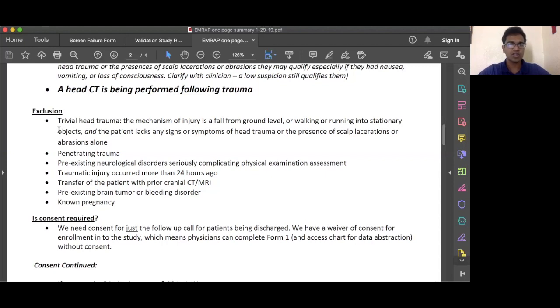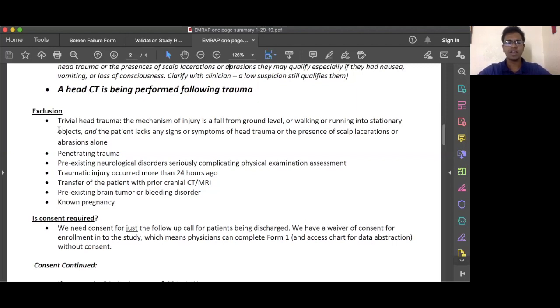Another exclusion criteria is penetrating trauma. Again, that's penetrating trauma to the head only. So if they've had penetrating trauma to another area of the body, then that wouldn't affect their enrollment into this sub-study. The third exclusion, and this one is similar to IAI, is if they've had any pre-existing neurological disorders that seriously complicate the physical examination assessment, then that would exclude them from the study.